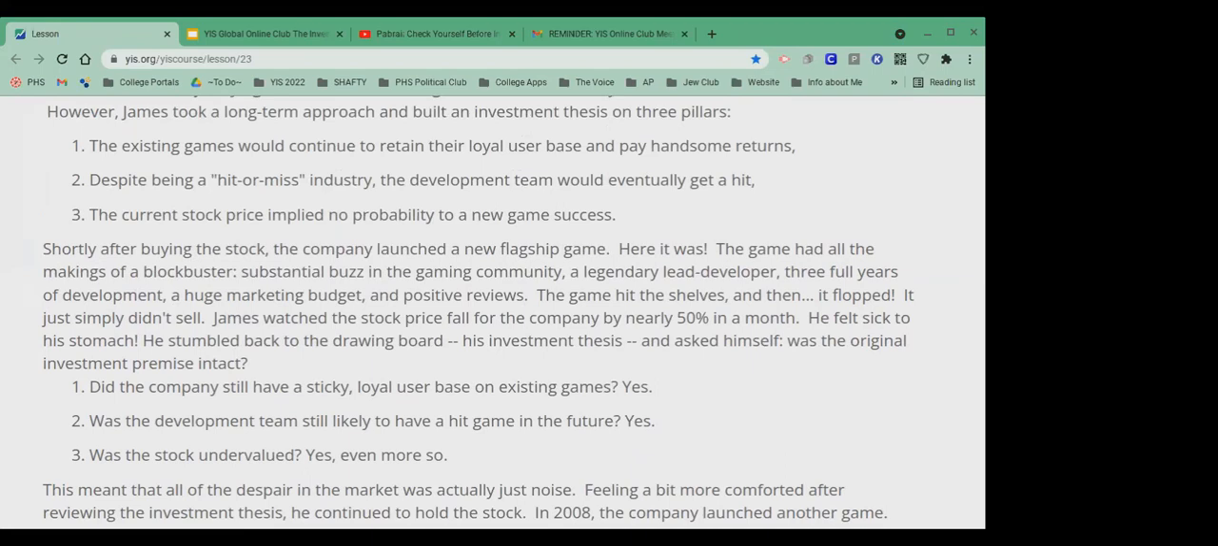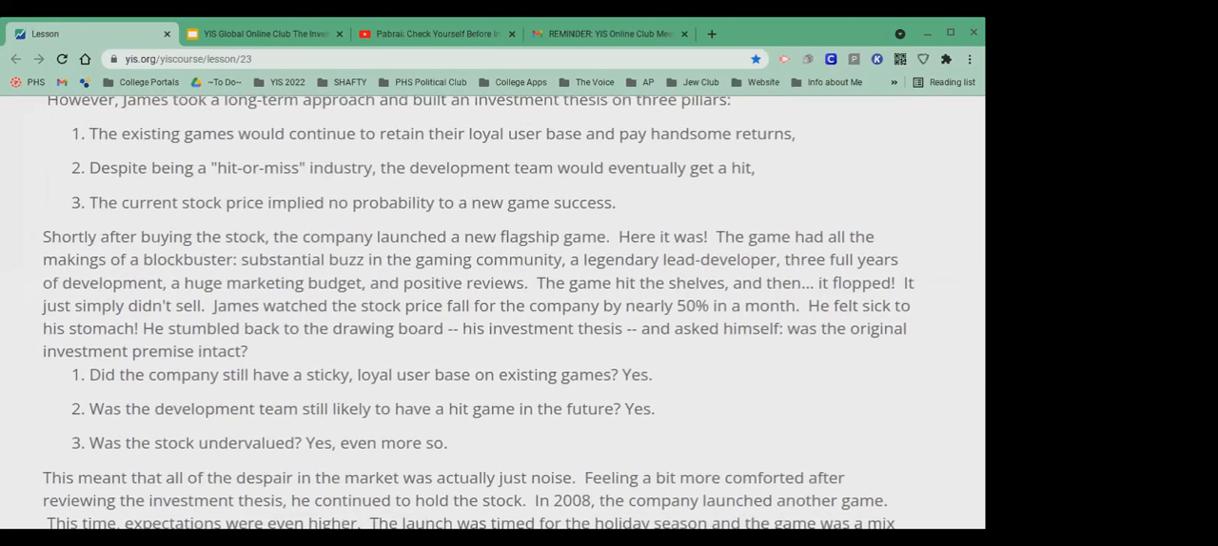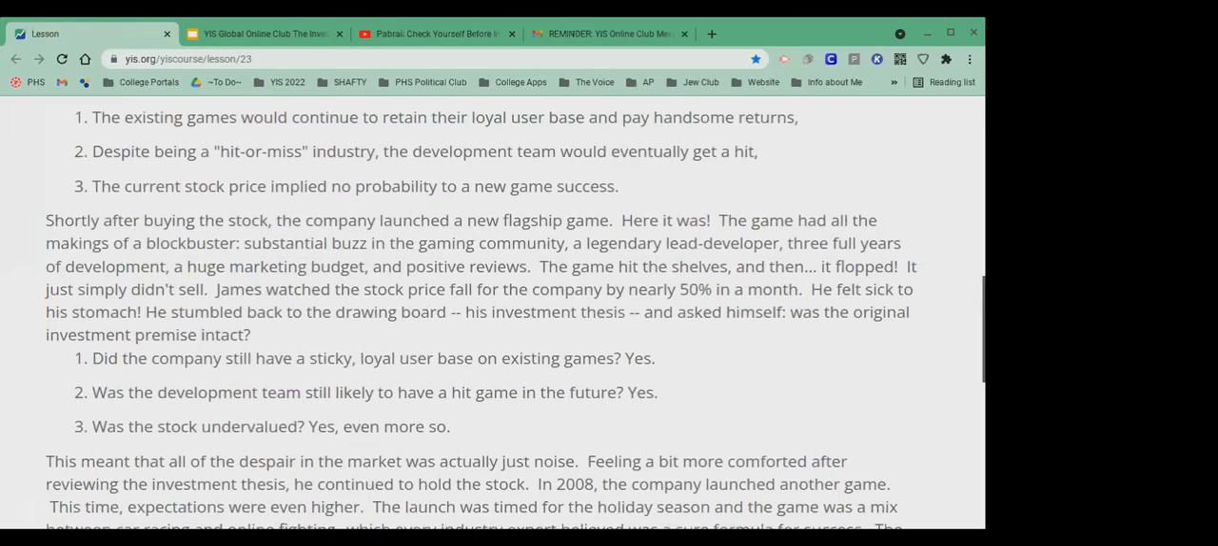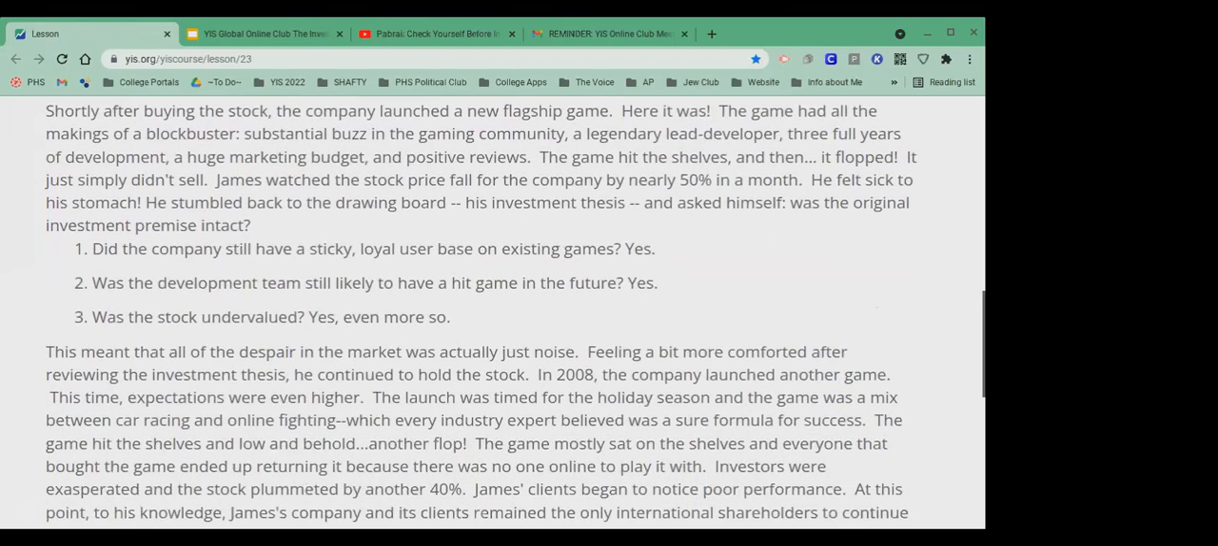And despite this industry being that hit or miss with the video games, he felt that this strong development team of the South Korean game company would eventually get a successful game. And then additionally, he said that the current stock price implied no probability to a new game's success. So this means that investors were undervaluing the company from what its real success could be, potentially.